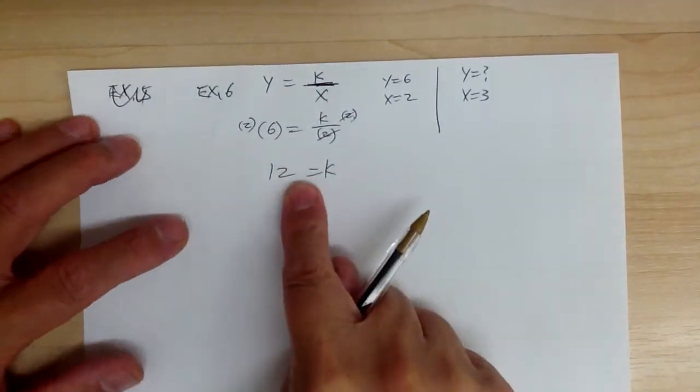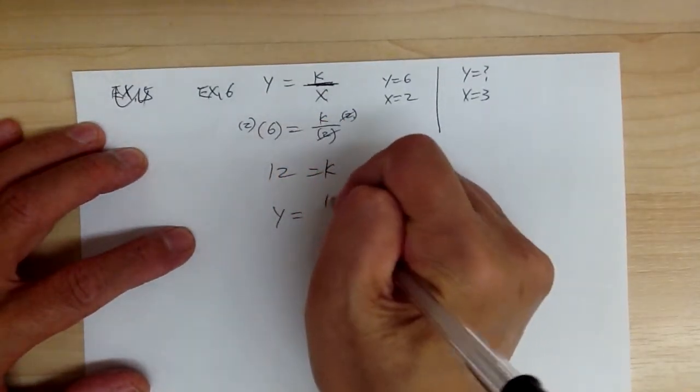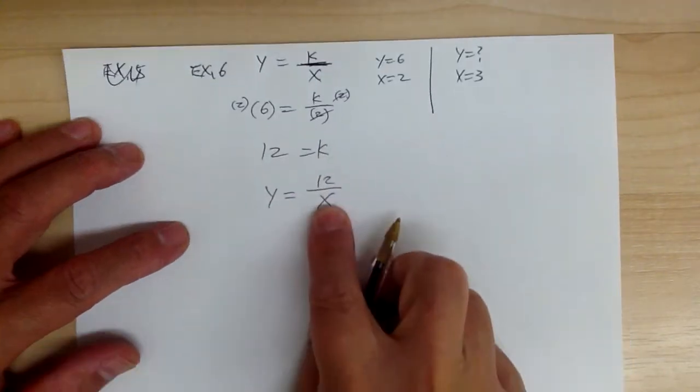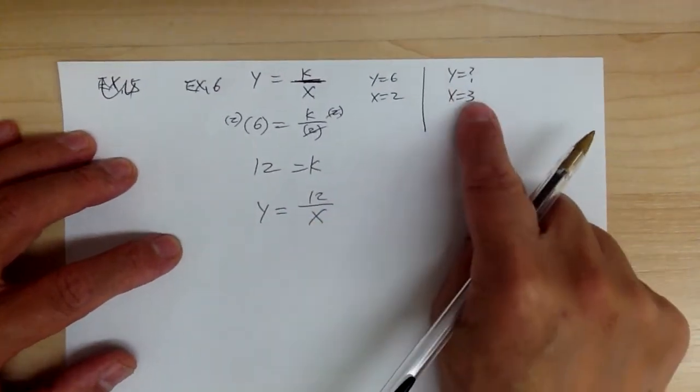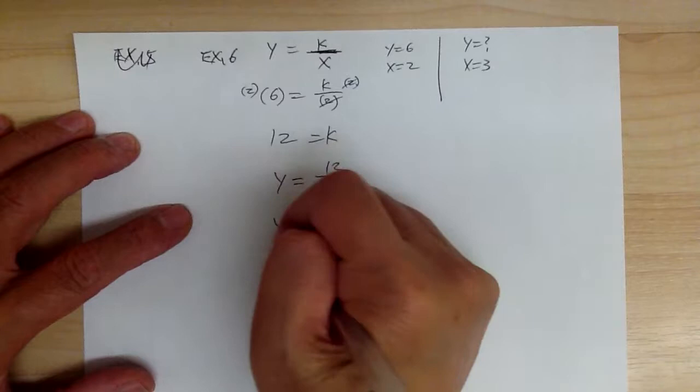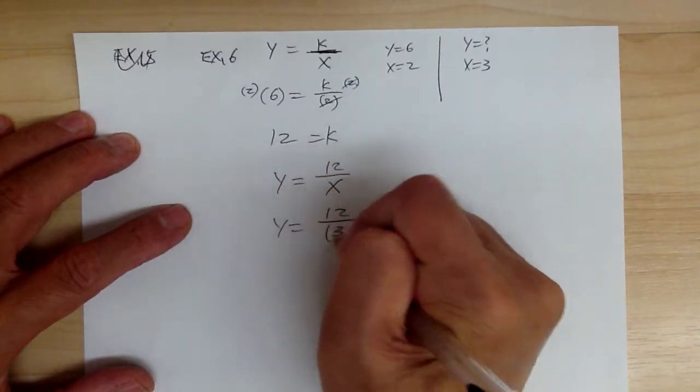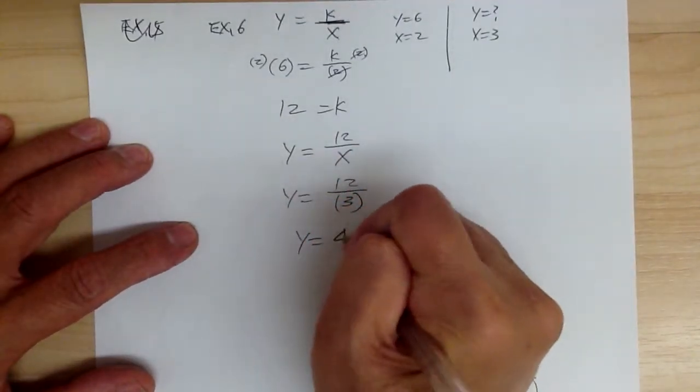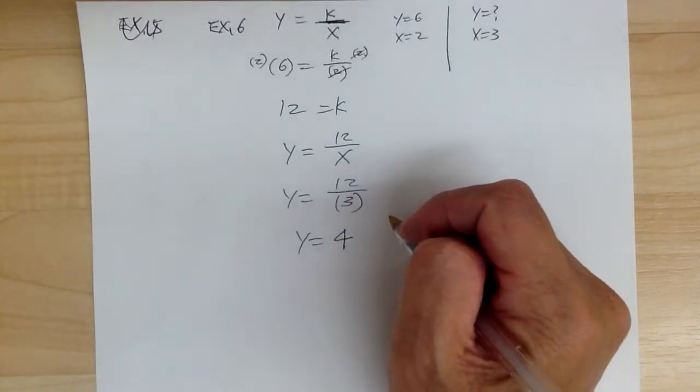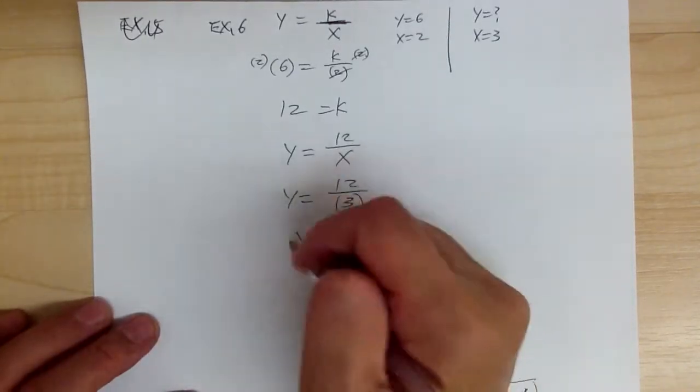So again, as soon as you find k, you need to update your equation. So take 12 over x. So that's your new equation. Now you're looking for y when x equal to 3. So you substitute, right? So y equal to 12 over 3. So you got y equal to 4. Okay, and again, check for a label, see if there's a label. If there's none, then that's it.